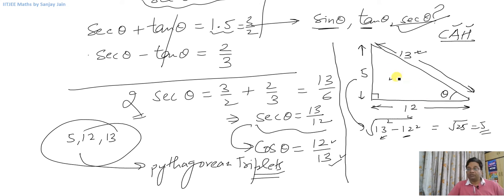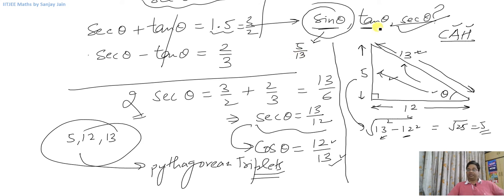Now that I've got this triangle with this angle theta here, how simple is it to find sine theta? It is very simple, right? Sine theta is nothing but opposite upon hypotenuse, that is 5 by 13, right? What is tan theta? Tan theta is opposite by adjacent. Opposite is 5, adjacent is 12, so tan theta is 5 upon 12, right?